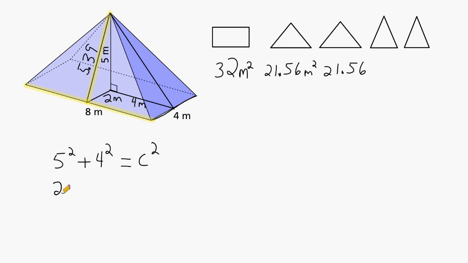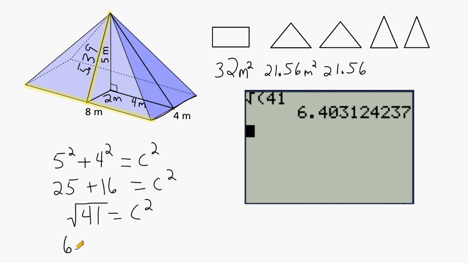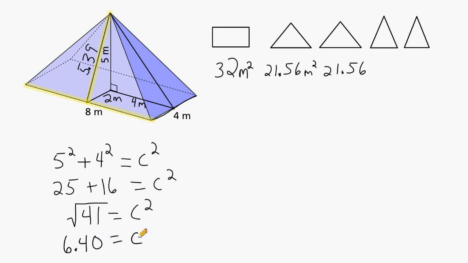So now we have 25 plus 16 equal to c squared, and 25 plus 16 is 41. So to figure out what c is going to be, we have to take the square root of 41. And the square root of 41 to the nearest hundredth is 6.40. So we can just go ahead and say that this line segment right here is approximately equal to 6.4.